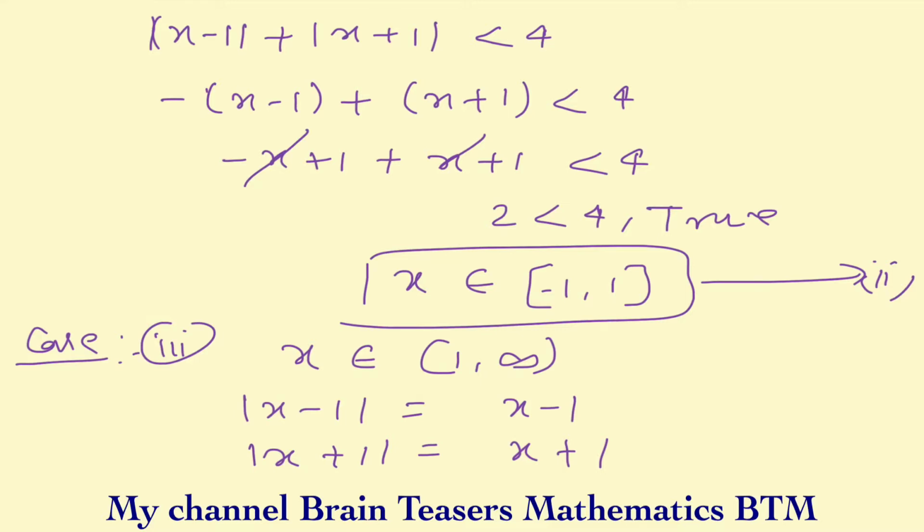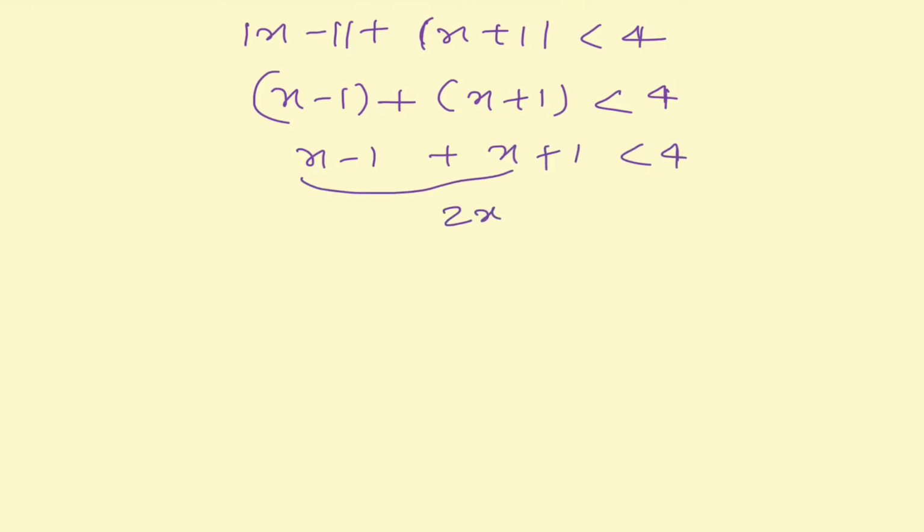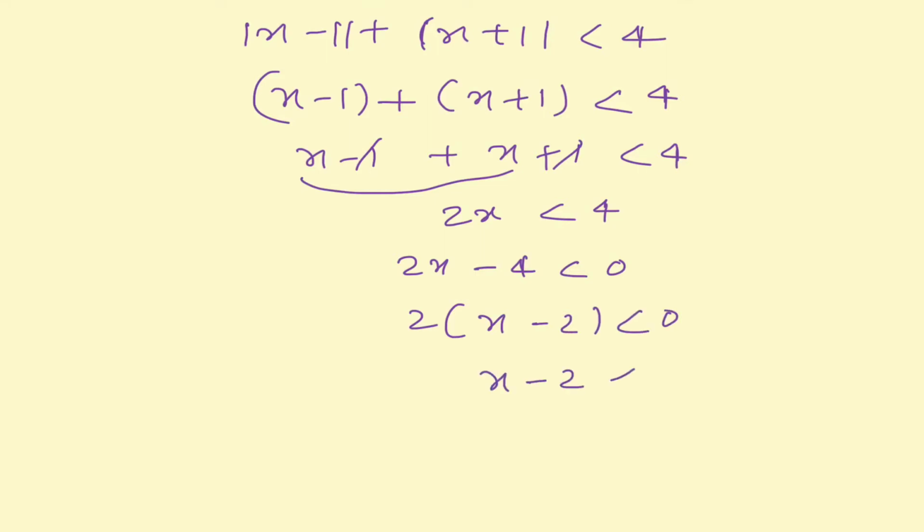In this case it is mod of x minus 1 plus mod of x plus 1 less than 4. It will be positive, plus it will also be positive, less than 4, that is x minus 1 plus x plus 1 less than 4. x plus x is 2x, minus 1 plus 1, less than 4. 2x minus 4 less than 0. 2 we can take common, that is x minus 2 less than 0, that is x less than 2. X less than 2 is x belongs to minus infinity to 2.